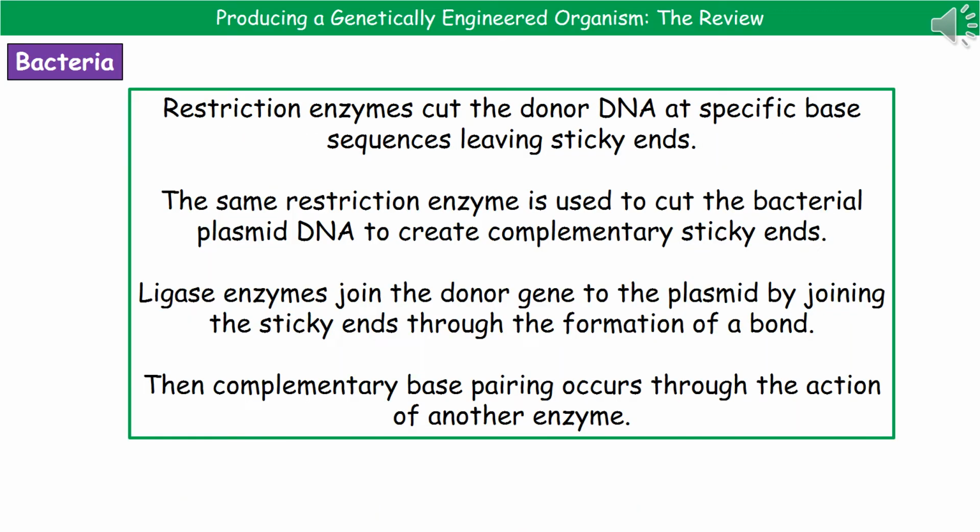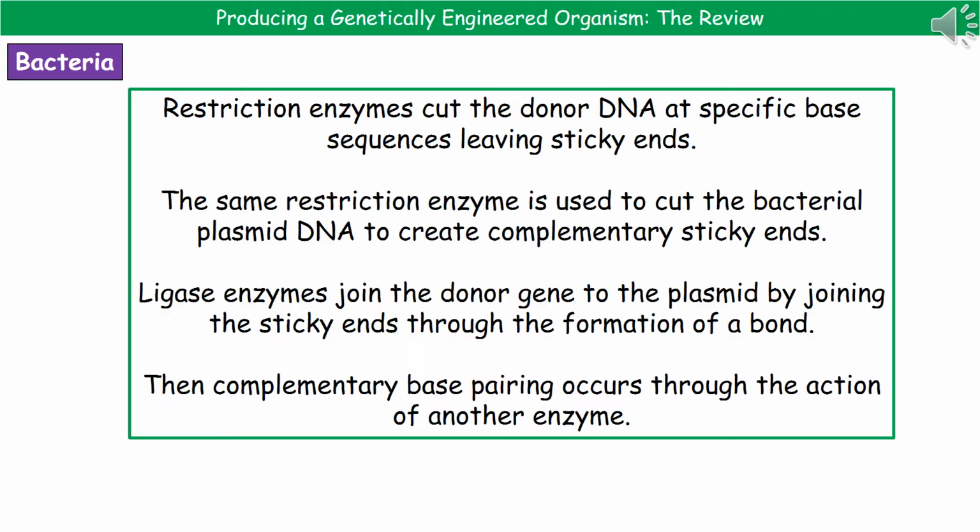So we mentioned two key enzymes that are involved in this process. The first are restriction enzymes, and these are the ones that cut the DNA at specific base sequences and leave these things called sticky ends. So when we use that same restriction enzyme on our plasmid DNA, we get the complementary sticky ends. So that means that we can base pair them up later on.